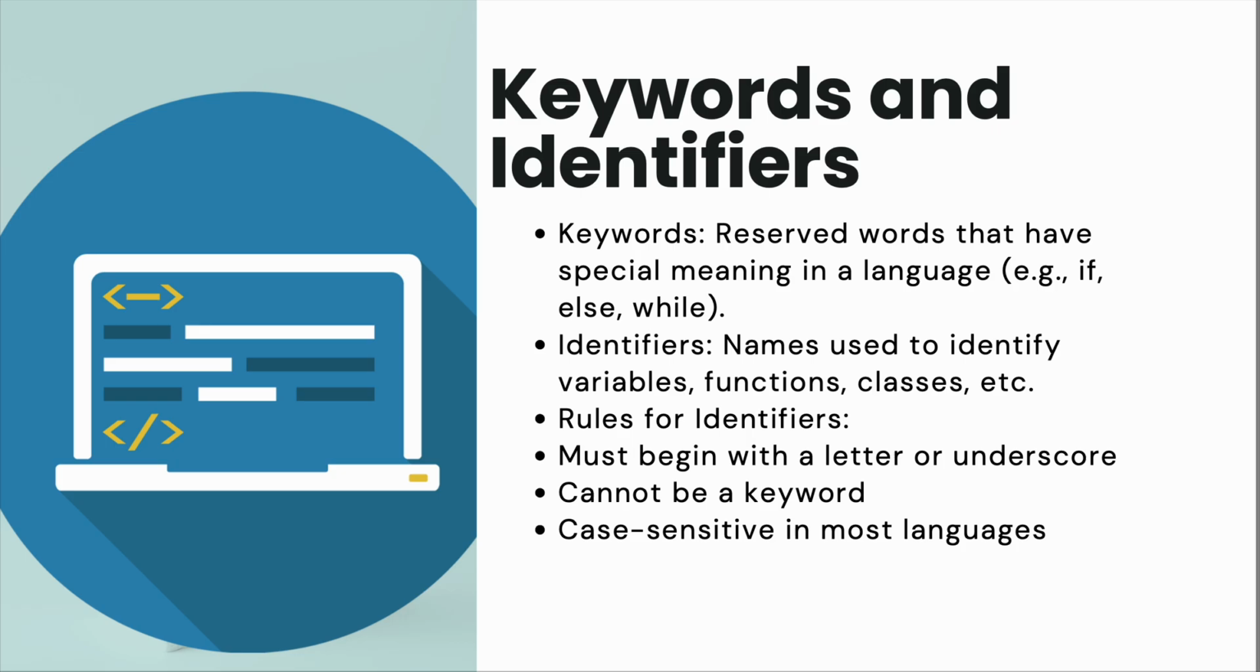When we are providing any identifier, it must start with a letter or underscore, and it cannot be a keyword. Why? Because if we use any keyword as our identifier, as the name of a variable, then the compiler will get confused whether that is a variable or a keyword. In that case, the program will provide an error. So it is better not to use a keyword as an identifier. And yes, identifiers are case sensitive in most programming languages.